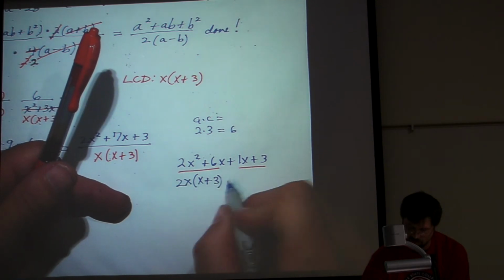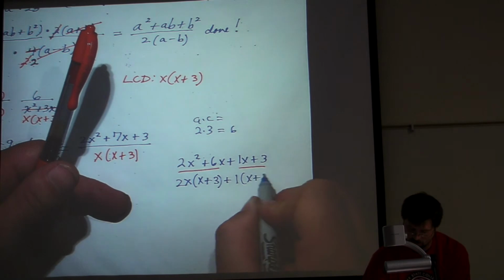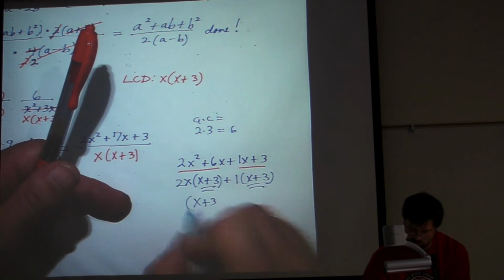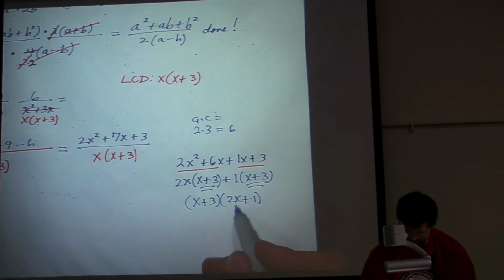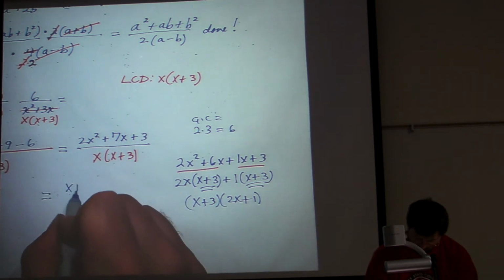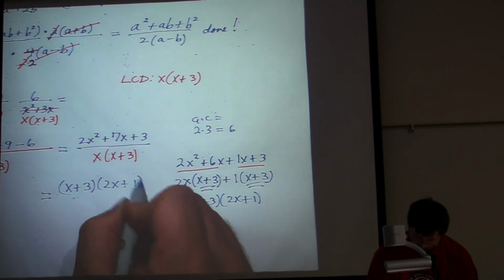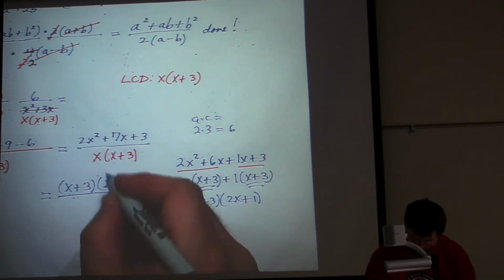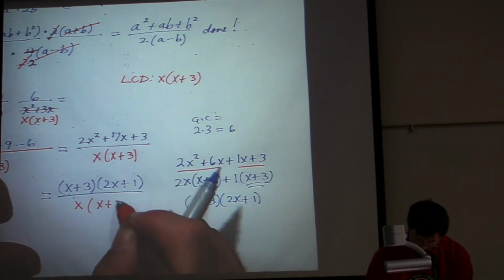So I take out a 2x. These have nothing in common. I take out a 1. What matches is x plus 3. What's left is 2x plus 1. And where does that go? It goes on the top. So I have x plus 3 as the numerator, times 2x plus 1, the other factor in the numerator, all over x times x plus 3.